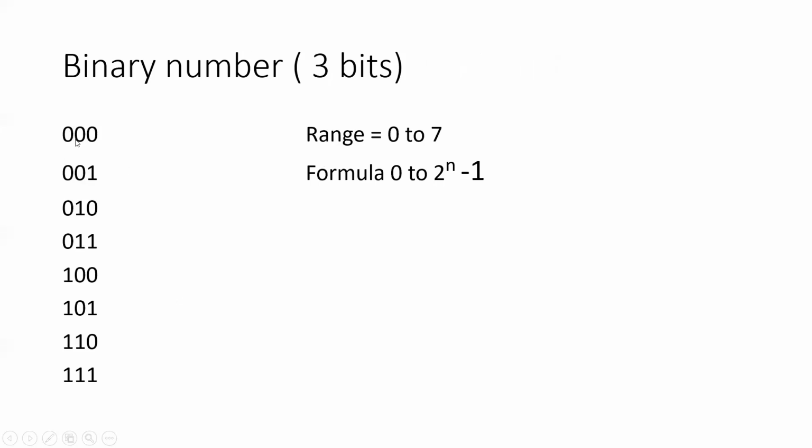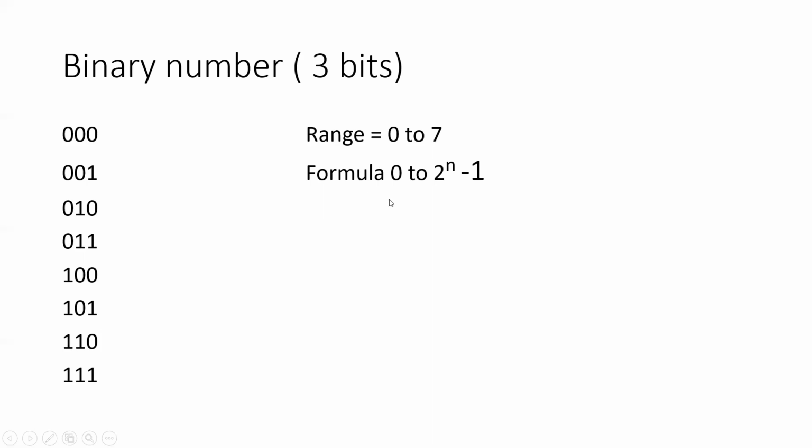Using three bits together, we can have eight different combinations: 000, 001, 010, 011, 100, 101, 110, 111. So the first number is 0, 1, 2, 3, 4, 5, 6, and 7. So these are the decimal equivalent of these binary numbers. So here we say that the range is from 0 to 7.